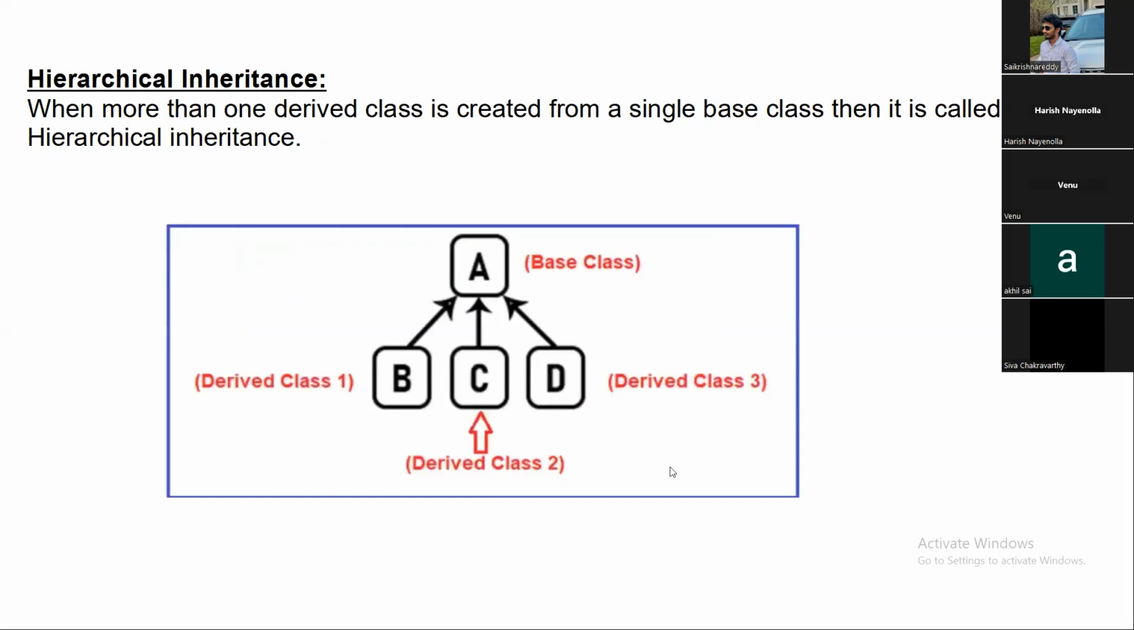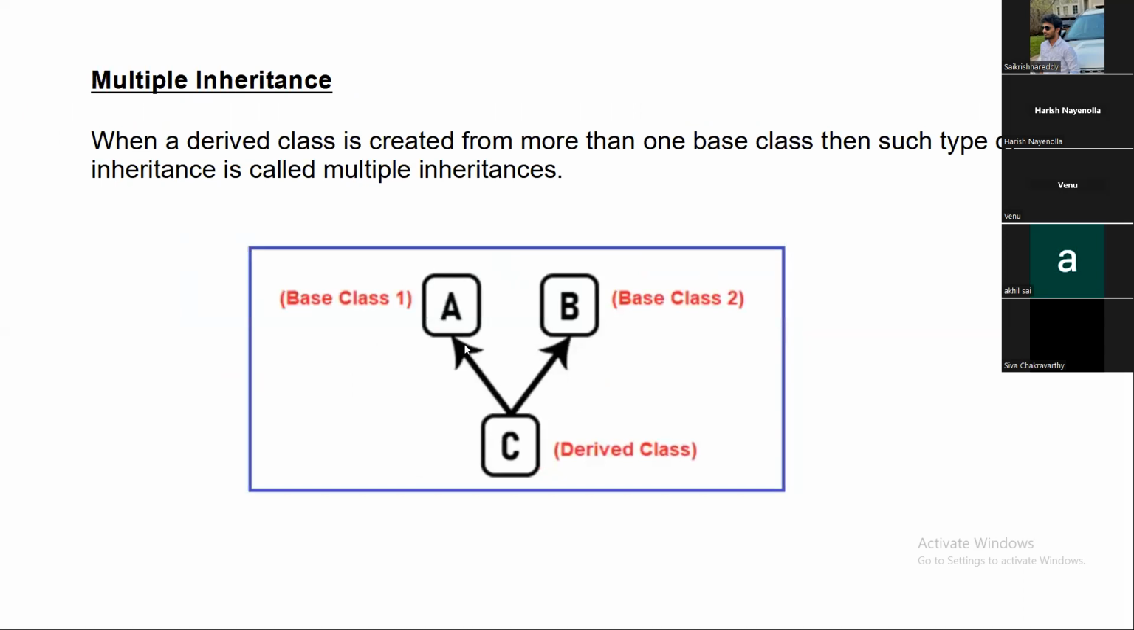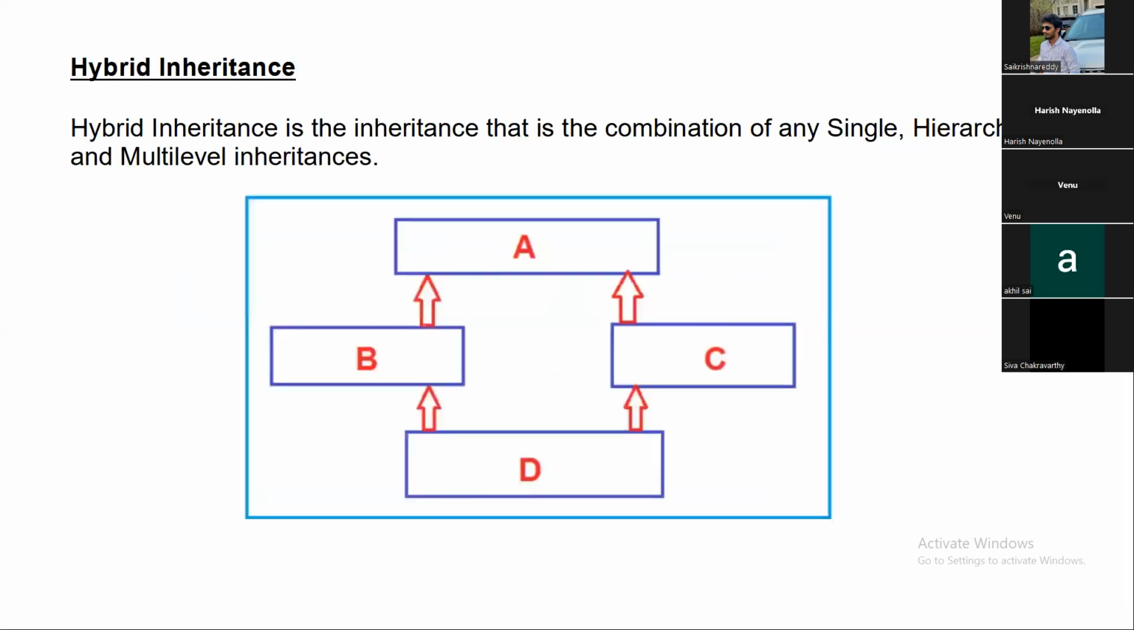And if you are trying to create more than one derived class from one base class, it is called hierarchical. Okay, when more than one derived class is created from a single base class, it's called hierarchical. And this is what multiple means. For your derived class you have more than one base class. So this is not allowed in C#. And hybrid is basically a combination of all the different ones, like single, hierarchical, multi-level. All those combinations are called hybrid inheritance.